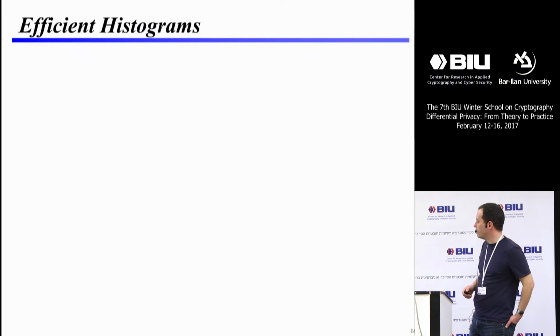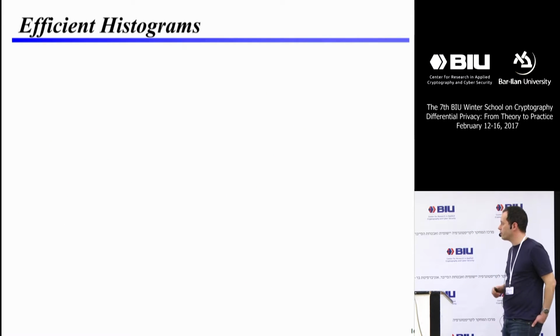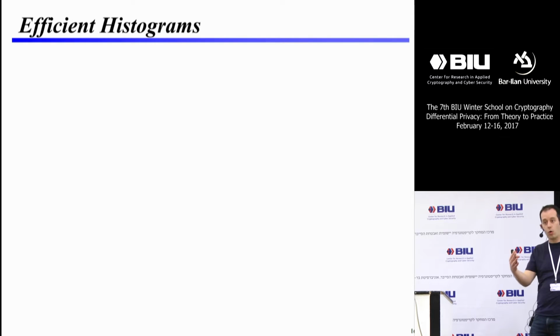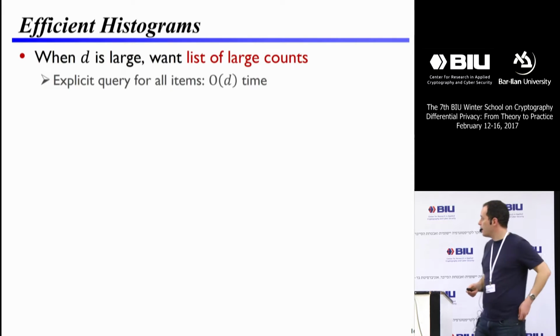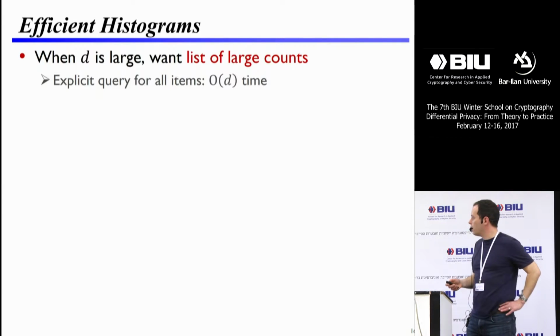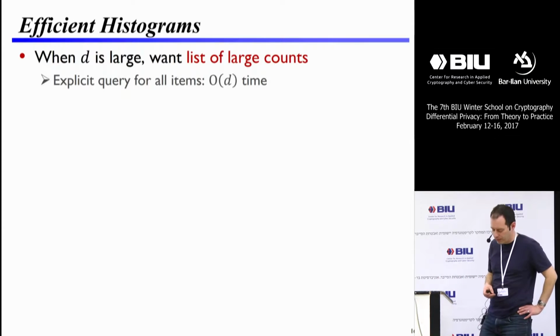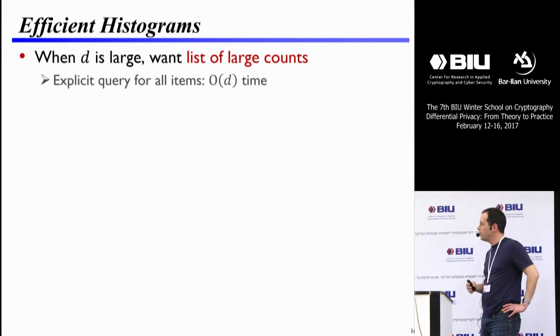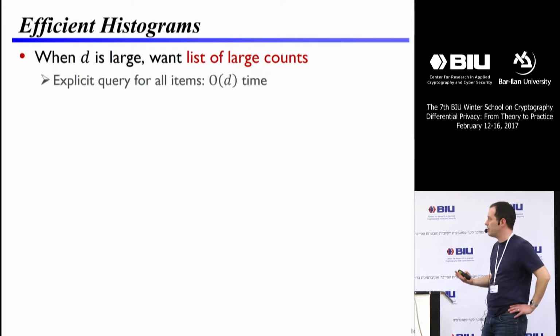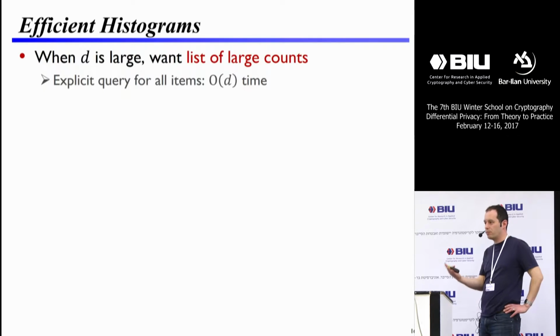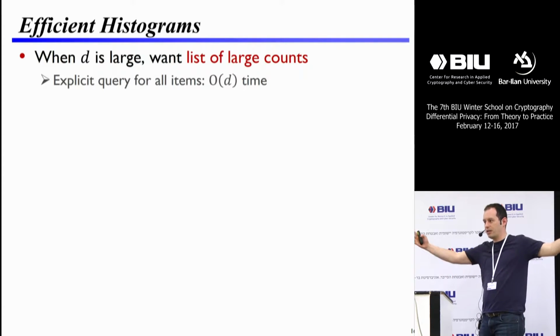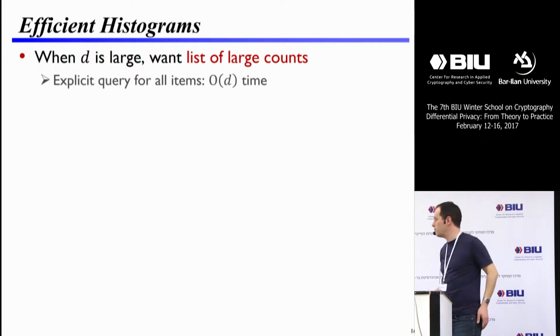Okay, so that gives us this nice, clean data structure where I can query the count in any bin. Of course, it doesn't totally solve the problem, because what we really want is not just this data structure. What we want is the list of large bins, the list of things that I should actually care about. I don't want to have to explicitly look at all these many bin counts.